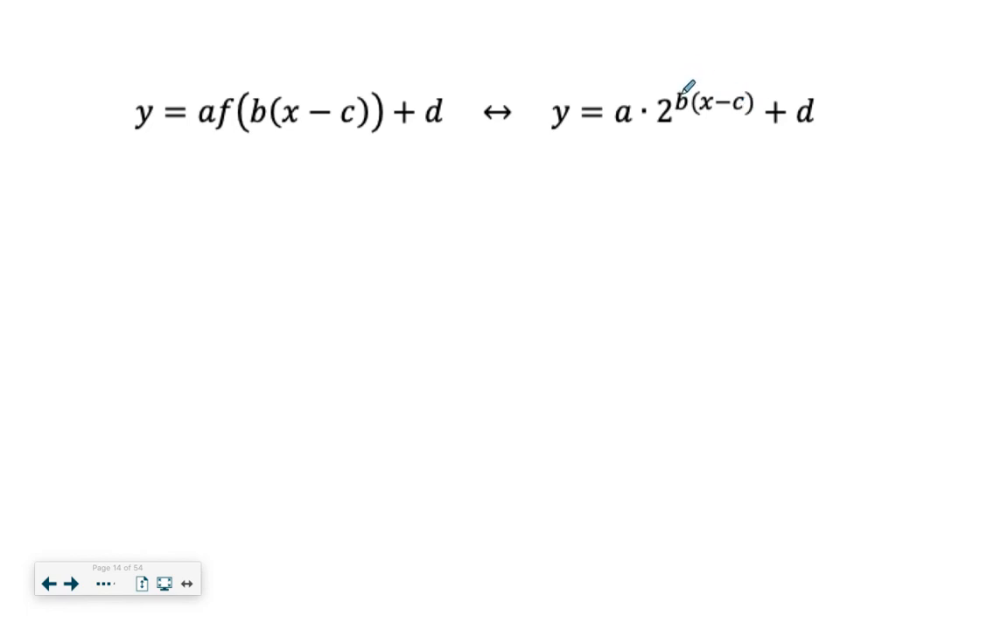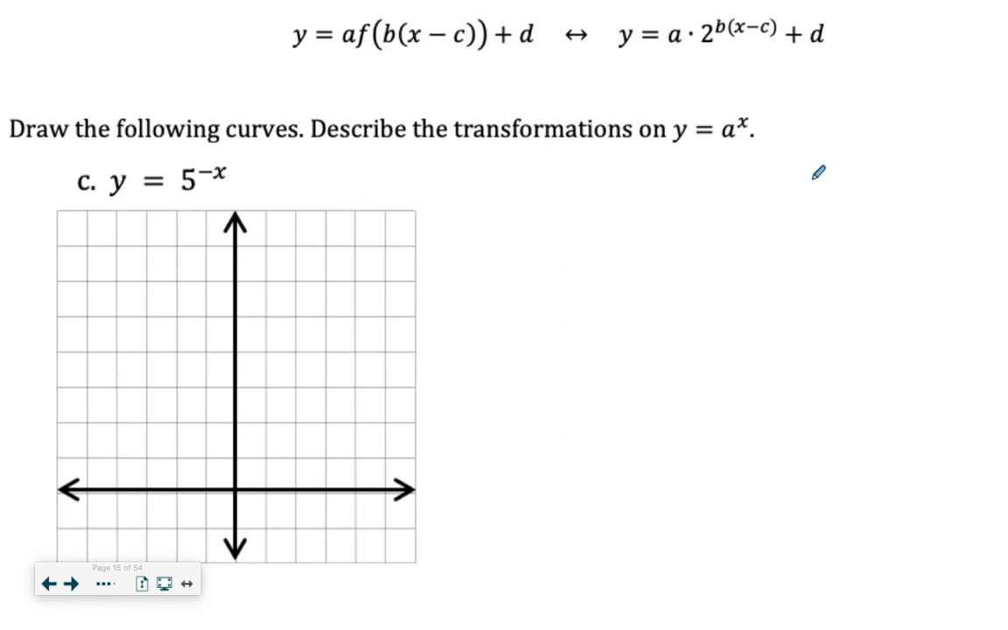So a b value would be a horizontal stretch or compression, a c value would be a shift left or right, and a d value would be a shift up or down. So let's take a look at some examples.